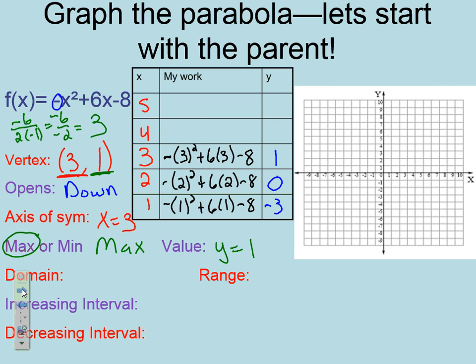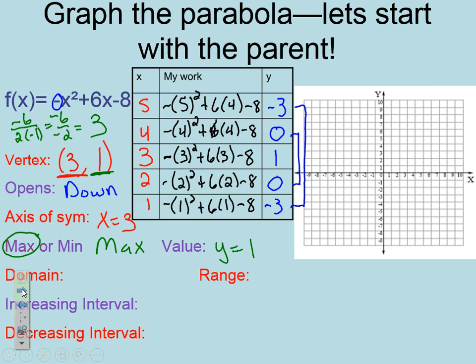If I put 4 in, I have negative parenthesis 4 squared plus 6 times 4 minus 8, and I'm going to get 0. Plug in 5, so negative parenthesis 5 squared plus 6 times 5 minus 8. And if I plug that in my calculator, I'm going to get negative 3. And if we notice, once again, just like our V's, these are going to be the same every time. All right? So now we're going to graph this.